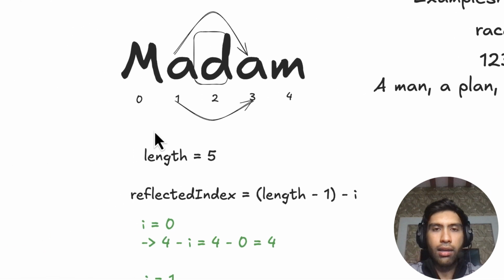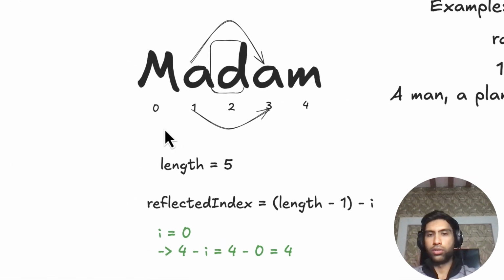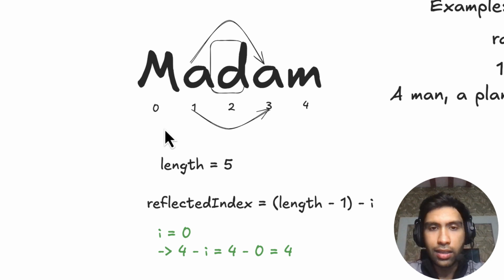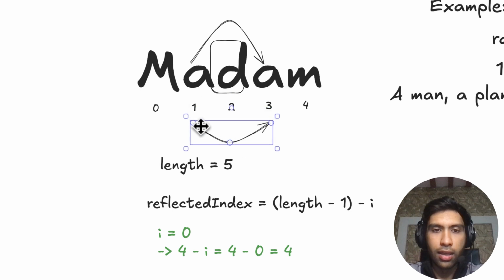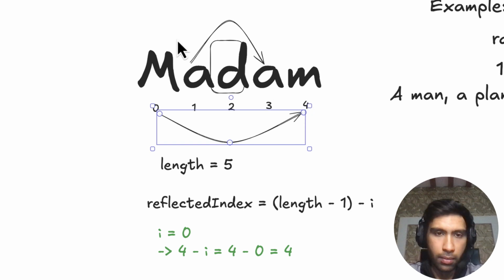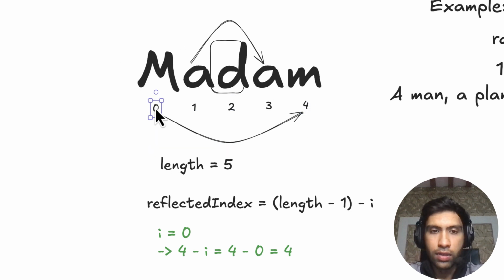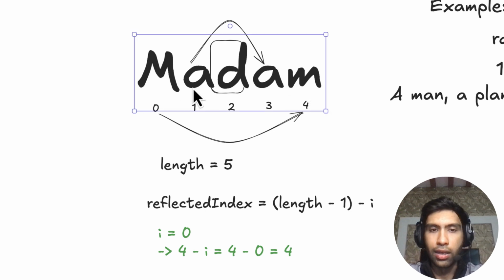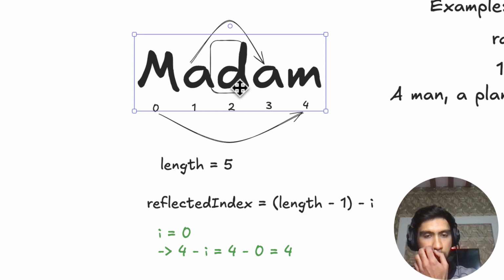Now, let's look at an example of how we could understand whether a string is a palindrome or not and how we can solve it. We need to understand the concept of a reflected index. A reflected index is basically a specific index and then its reflection. So, for example, we have the word madam. The reflection of the index 0 would be index 4 in this case. And the reflection of index 1 would be 3. And for 2, it would be 2.